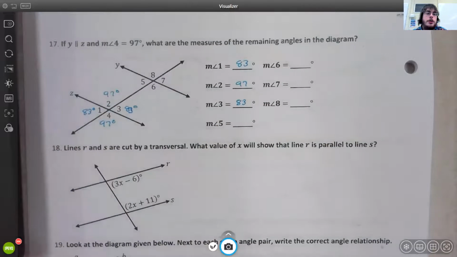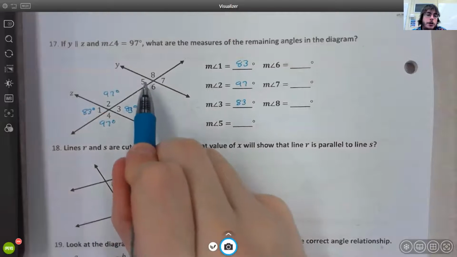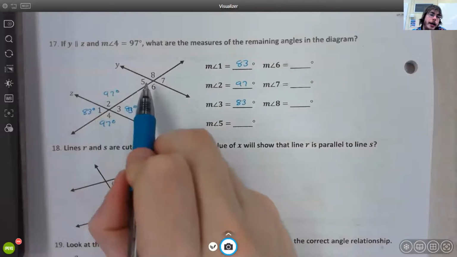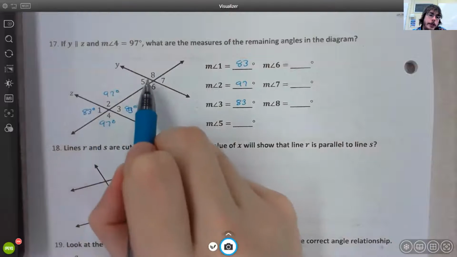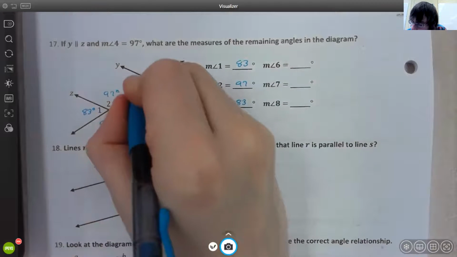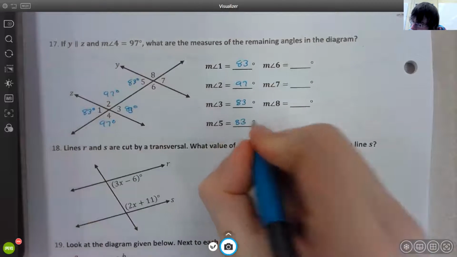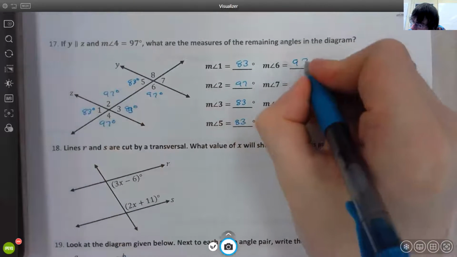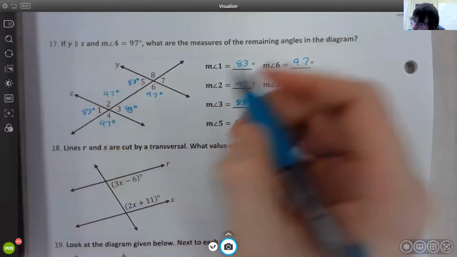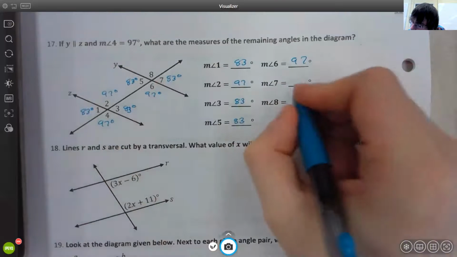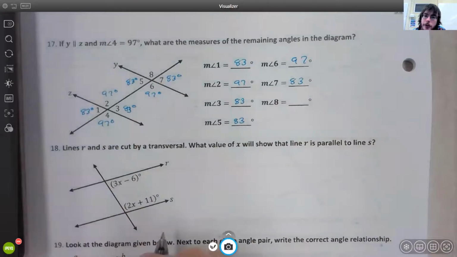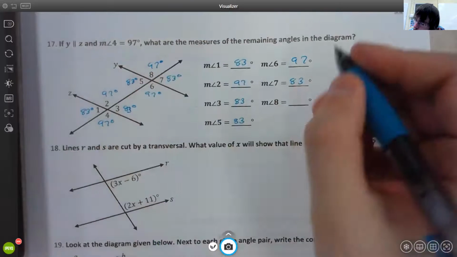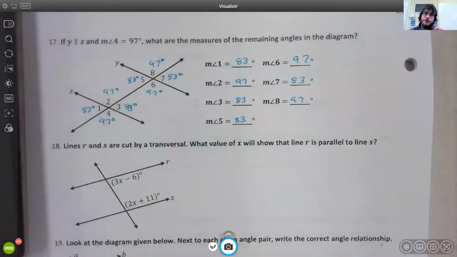Okay, next up, measure of angle 5. These intersections match because these are parallel, and angle 5 is corresponding with angle 1, so that means it's 83. Measure of angle 6 is a linear pair, so it's 97. 7 corresponds with 3, so it's the same as 3, which is 83. And 8 is the same as angle 2, which is 97. Okay.